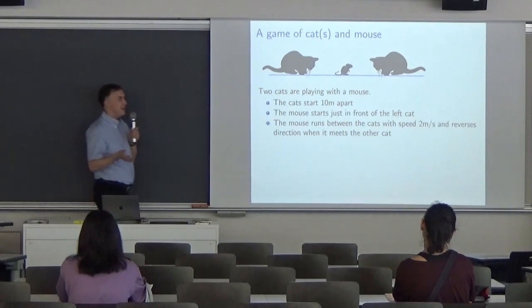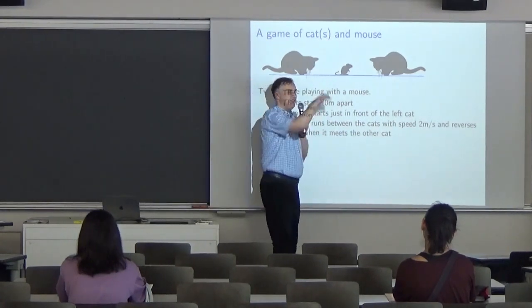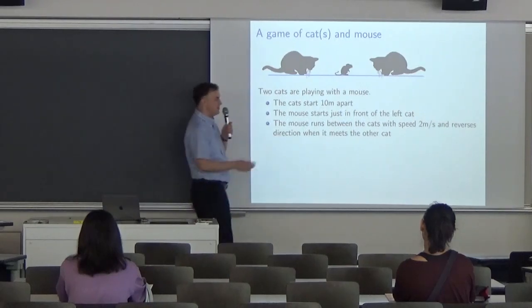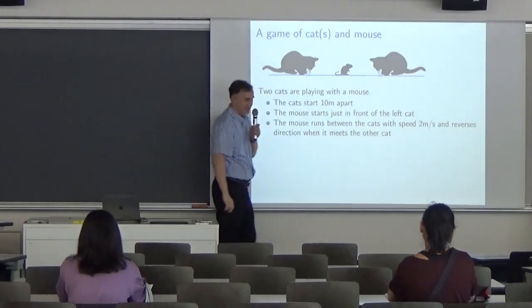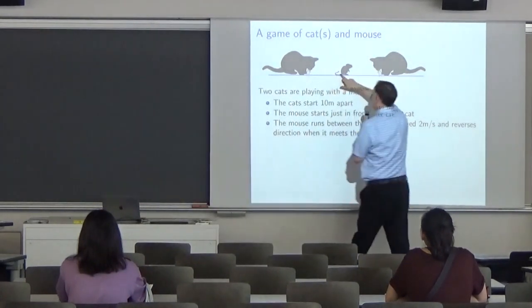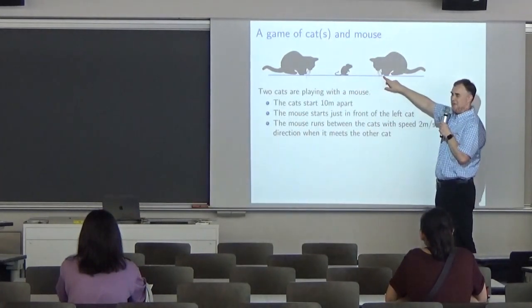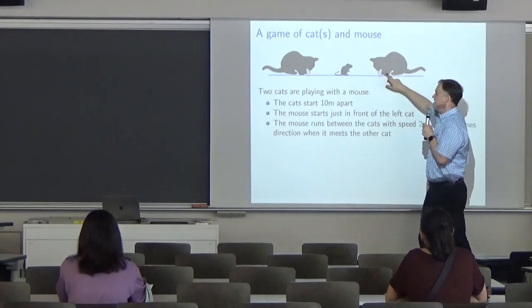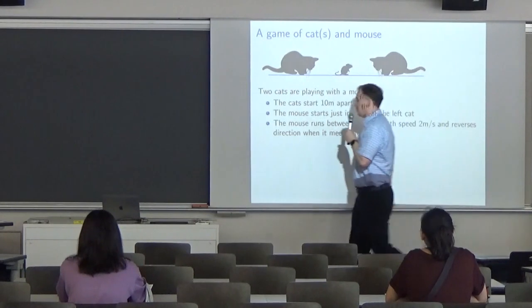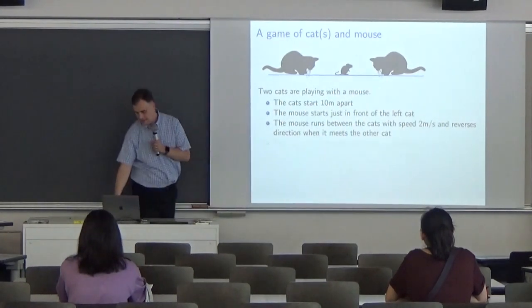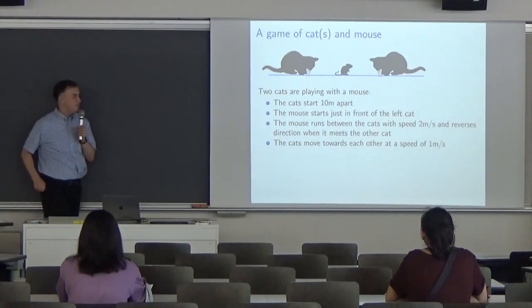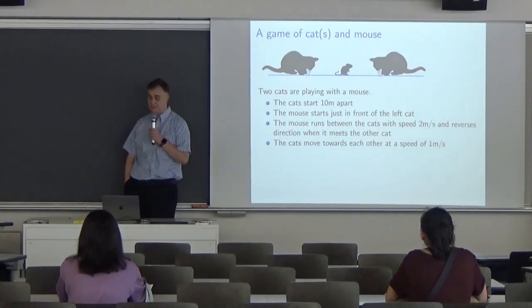Okay, so this is not a very clever mouse. If this was a clever mouse, you'd realize he lives in three-dimensional space and run off in a different direction. But this is not a very clever mouse, so he's just going to go backwards and forwards in one dimension. So the mouse will start running away from the first cat towards the second cat at 2 meters per second. And then when it meets the other cat, it's going to turn around and go the opposite way. And as the mouse is doing this, the cats are going to move towards each other at a speed of 1 meter per second.